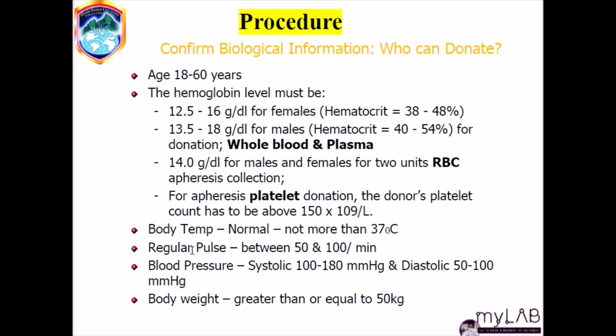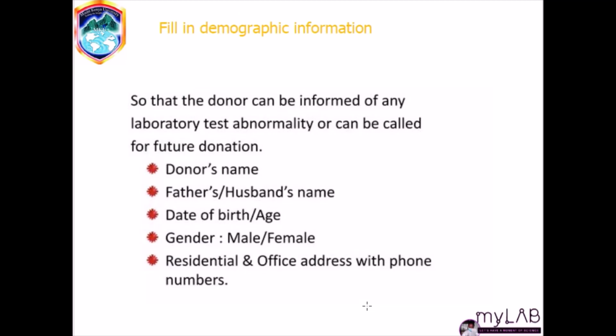because at least this way we are sure you don't have any infection. Then we need to check the pulse and ensure it is regular, between 50 and 100 per minute. And then blood pressure, the systolic should be between 100 to 180, diastolic 50 to 100. And then body weight also: you could be between 18 to 60 years, but if your body weight is less than 50, it is important to be at least 50 or more for you to donate. So first, confirm the biological information.